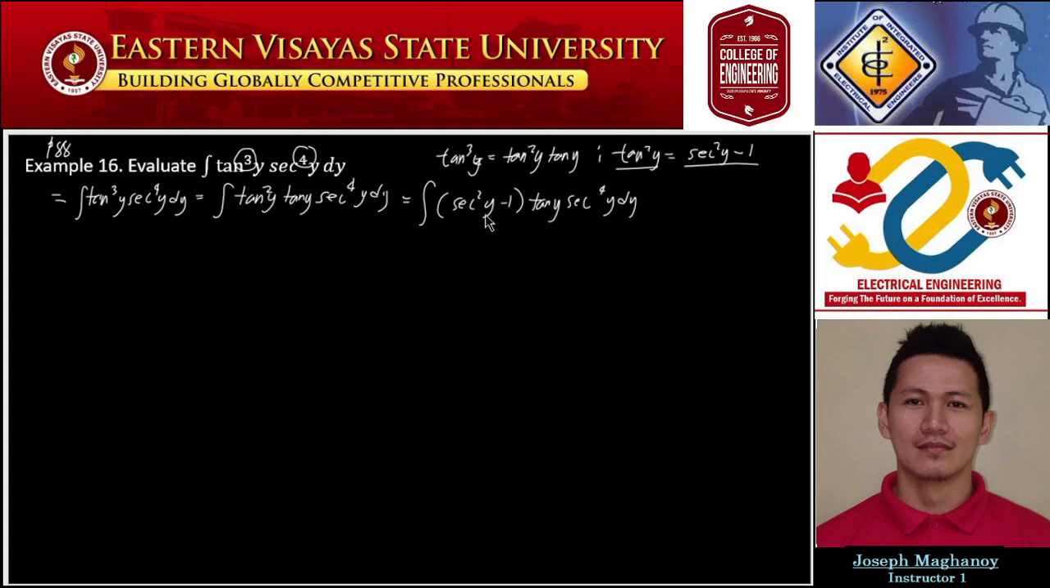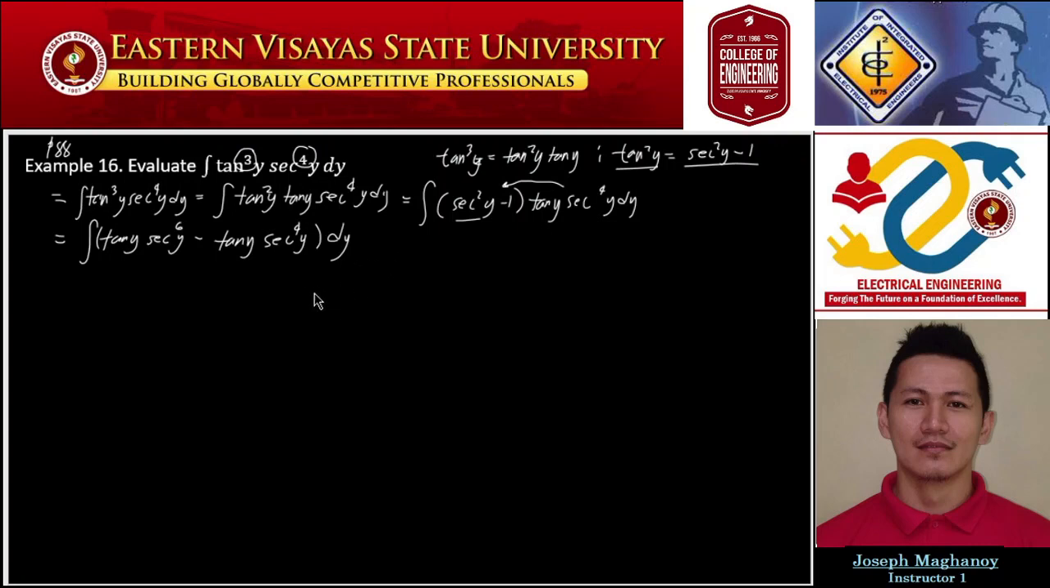We expand this function by distributing the neighboring function, this product of tangent and secant. Doing so, the integral of tangent y times, for secant squared and secant to the 4th, we copy the base and add the powers, that is secant to the 6th y, and for the second term, minus tangent y secant to the 4th y. These are the new functions, dy.